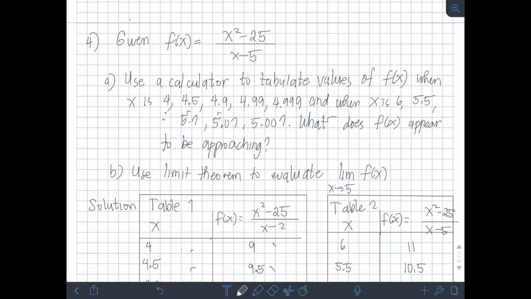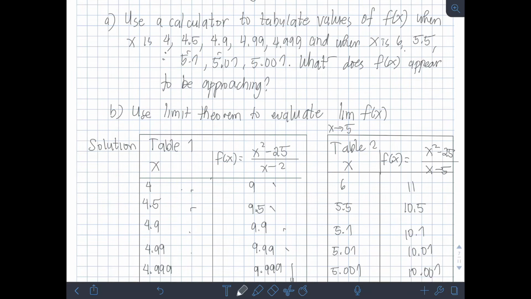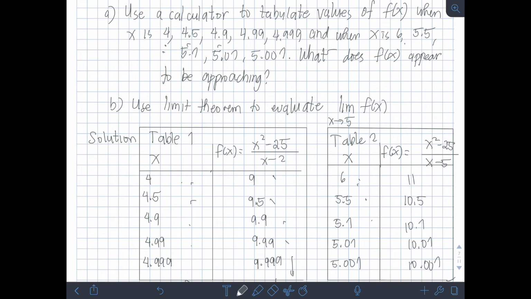Tapos ito naman sa isang given set of values, 6, 5.5, 5.1, 5.01, 5.001, this time, right-hand side limit naman, which is approaching natin yung x sa 5 from the right. So, ibig sabihin, dapat mataas sa 5 yung mga value natin. So, we have 6, 5.5, 5.1, 5.01, 5.001, and then kapag gumamit tayo ng calculator, masasolve natin yung value ng f of x evaluated at this x's. We have 11, 10.5, 10.1, 10.01, 10.001.